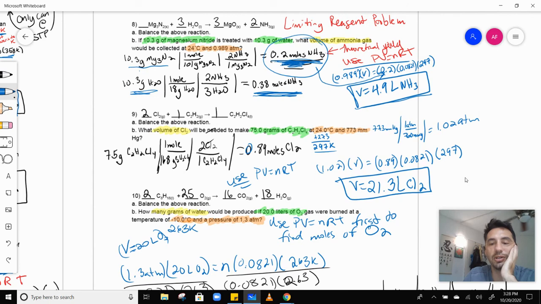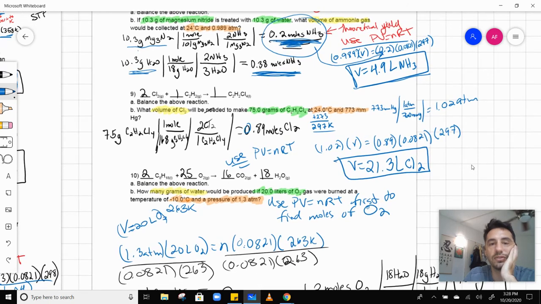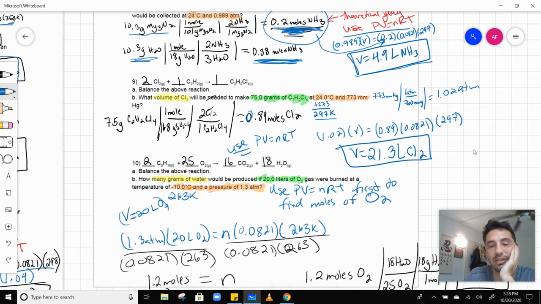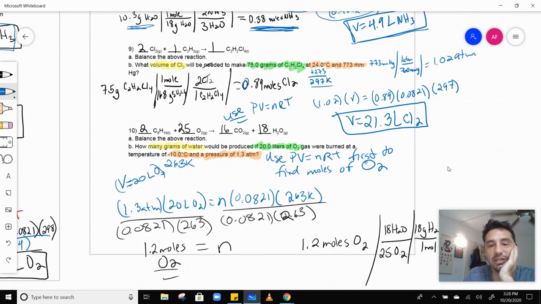Number 9 is very similar to the one we just did, except that it's not a limiting reagent problem. Super easy. Number 10 is a little bit different.